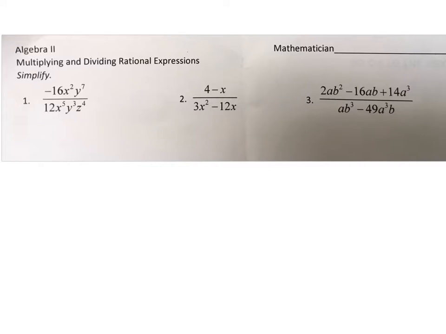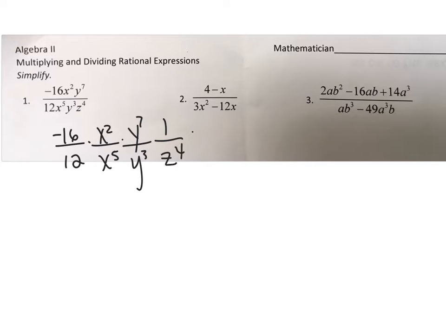So what we're going to do is put, according to the commutative property, like terms together, group them together. So 16 is going to go over 12. X squared is going to go over x to the 5th. And y to the 7th is going to go over y to the 3rd. And 1 over z to the 4th. We're going to simplify. So negative 16 over 12 gives us negative 4 over 3.